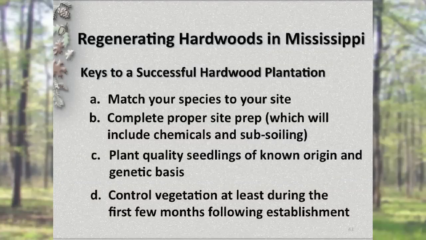So what are the keys to a successful hardwood plantation? Number one, we've got to match our species to the site. That's the key. Secondly, we've got to complete a proper site preparation, which will include both chemicals as well as disking, and then finally subsoiling. Thirdly, we have to plant quality seedlings of known origin and genetic basis. And finally, we need to control our vegetation at least during the first few months following establishment.